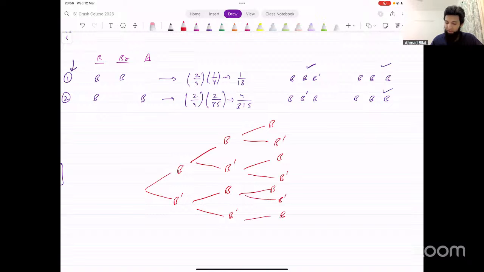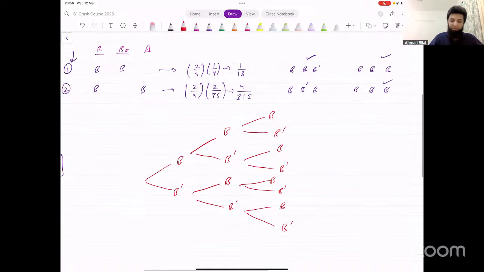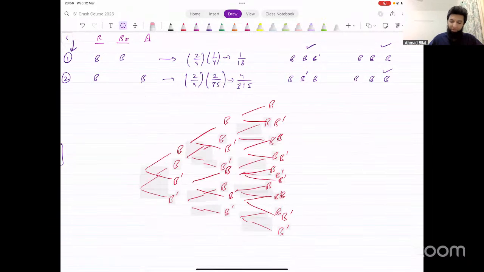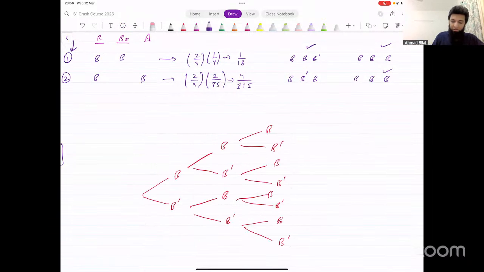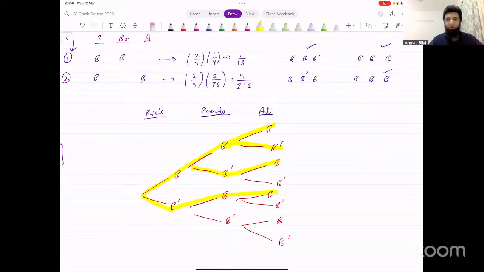This is what the tree diagram would look like for this case, with the first step showing Rick, second showing Brenda, and the third showing Ali. So the possible cases are that all of them choose B, or the first two choose B and the third does not choose B. The first chooses B, second does not choose B, third chooses B. The first does not choose B, second chooses B, and third chooses B. These are the 4 cases that we're considering.